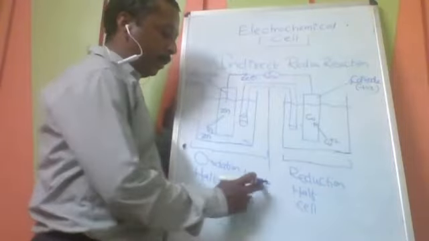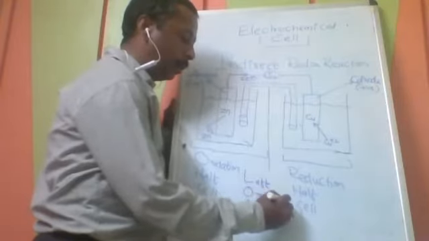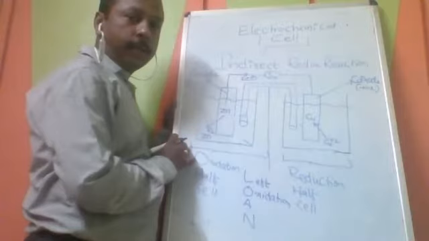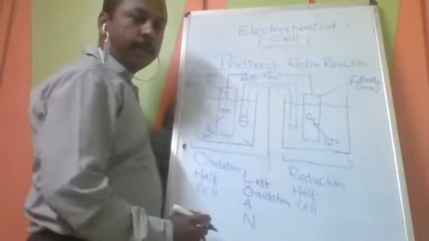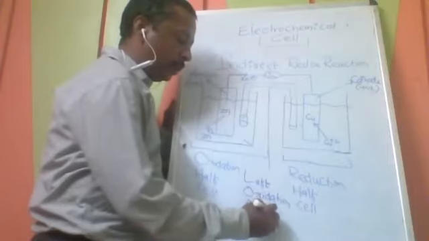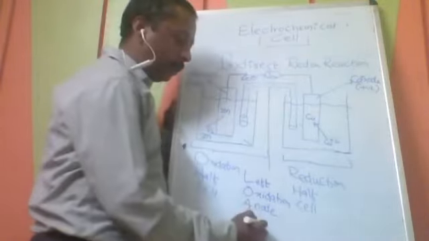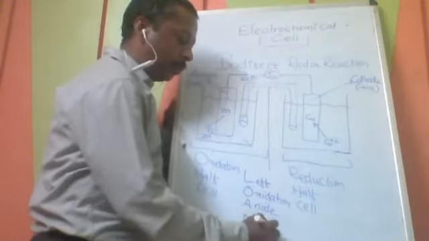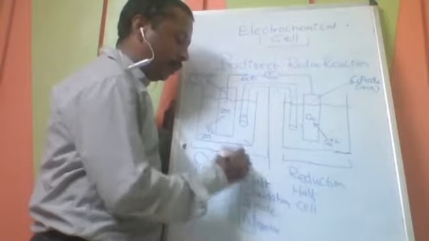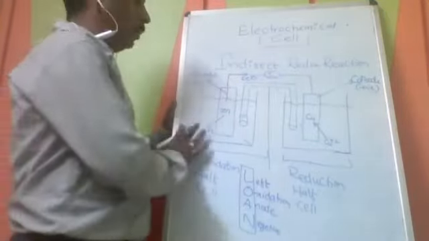So left, and O stands for oxidation. The reaction carried out on the left side will be oxidation and it is named the oxidation half cell. The electrode which is available inside it is called anode, and the charge on this electrode is negative. So lone means left, oxidation, anode, negative. So this is about the left side.